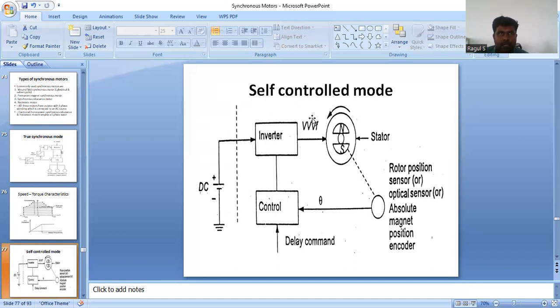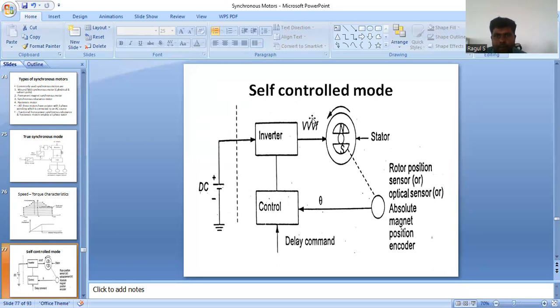But in the controller, what we need is how much output we need, and we provide one command. In this diagram, we are focusing on the delay command. Not delay command, it's a controller input. Different words are being used here, for delay command or controller input, whatever it is.